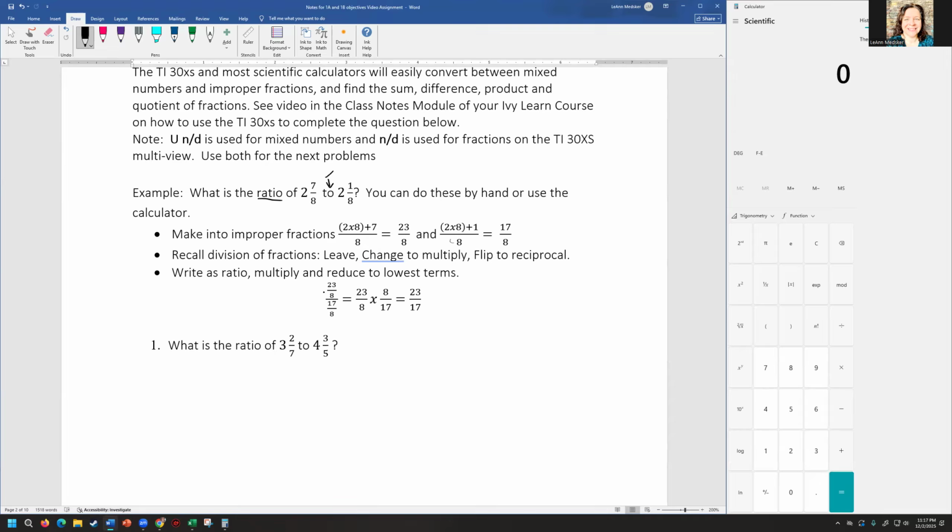So we do 8 times 2, or 2 times 8, and then add the 7. So that would be 16 plus 7. So that first one is going to turn into a numerator of 23 over the original denominator of 8. For my next one, I'm going to have 2 times 8 again, because that's the same whole number and same denominator we had just a second ago, plus the numerator, which is a 1 this time. So that'd be 2 times 8 is 16, plus 1 is 17, and then we write it over the original denominator. So 17 over 8.